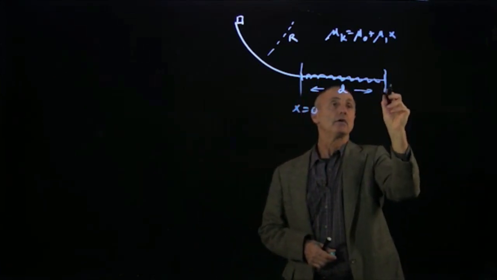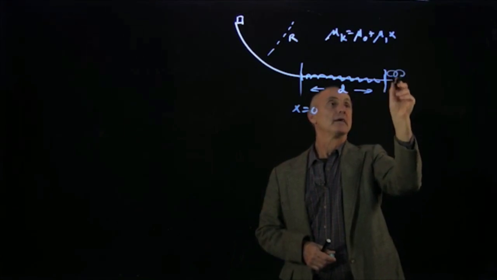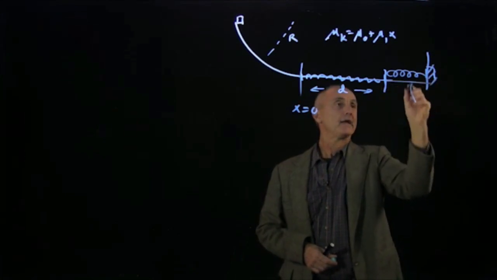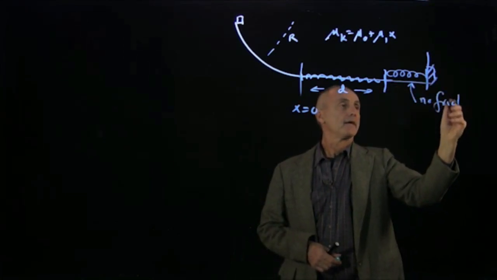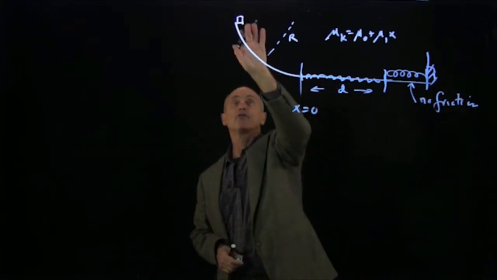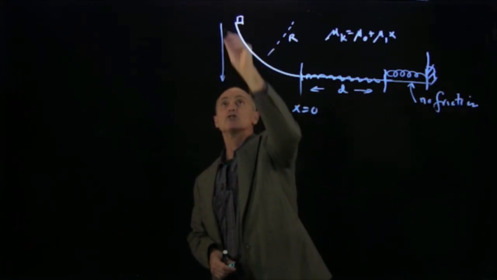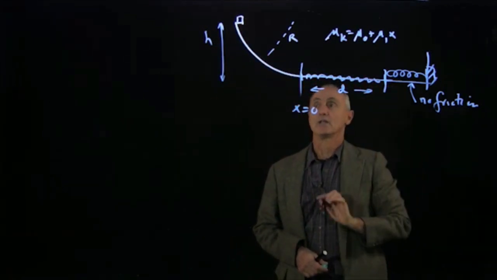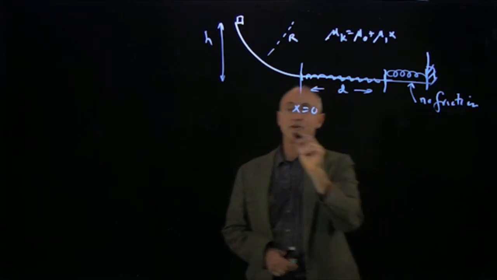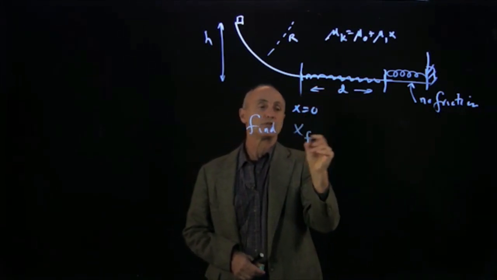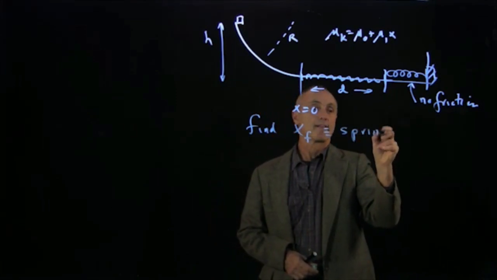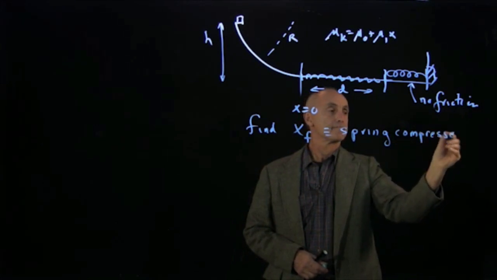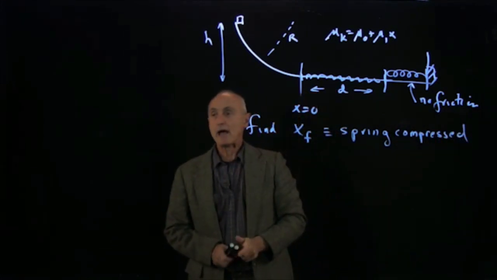And then here, there's a spring and a wall. And here, there's no friction. Now, as we drop, assuming we have enough height h, so that this block will slide across the friction, make it all the way across, and start compressing its spring, what I'd like to find is how much the spring has been compressed. OK, now how do we analyze this?